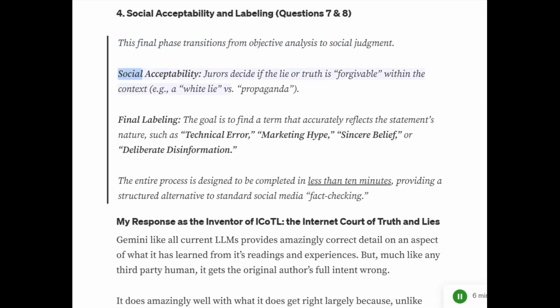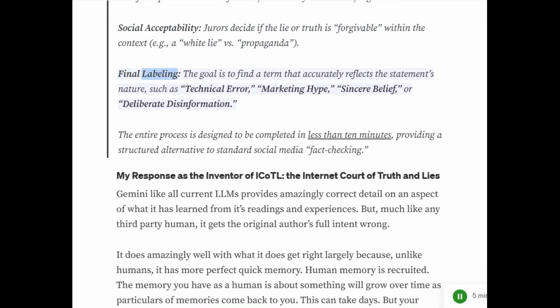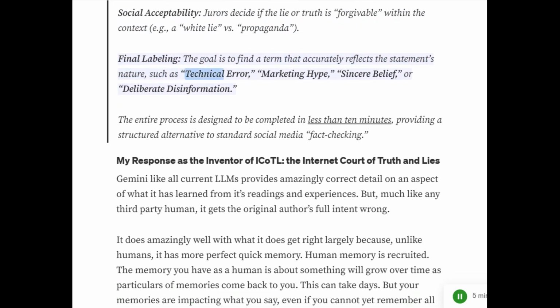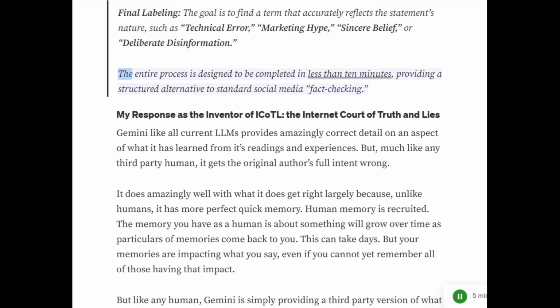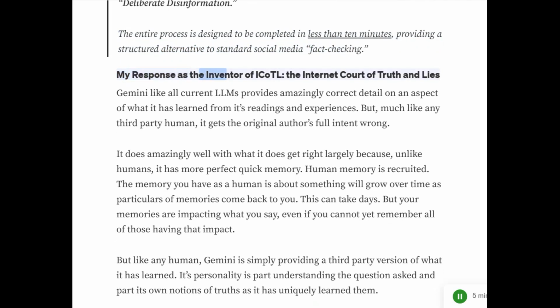Social acceptability. Jurors decide if the lie or truth is forgivable within the context, for example, a white lie versus propaganda. Final labeling. The goal is to find a term that accurately reflects the statement's nature, such as technical error, marketing hype, sincere belief, or deliberate disinformation. The entire process is designed to be completed in less than 10 minutes, providing a structured alternative to standard social media fact-checking. My response as the inventor of ICoT's, the Internet Court of Truth and Lies.